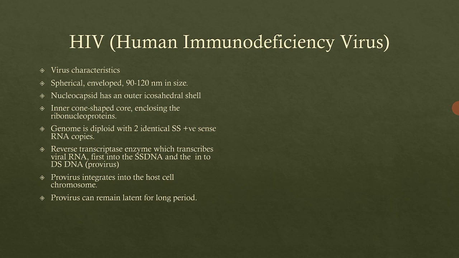Now it is a spherical, enveloped virus, 90 to 120 nanometers in size. The nucleocapsid has an outer icosahedral shell. This shell helps to protect the genome. In this shell again we have the nucleocapsid, and inside that capsid we will have the RNA, that is the genetic material of the virus. Now the inner core is a cone shaped core enclosing the ribonucleoprotein, that is inside the nucleocapsid.